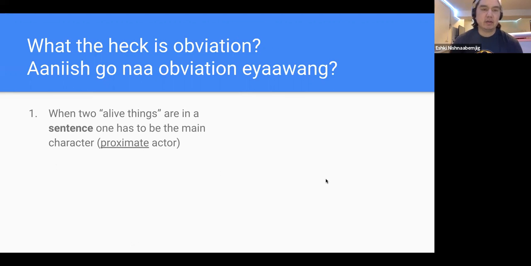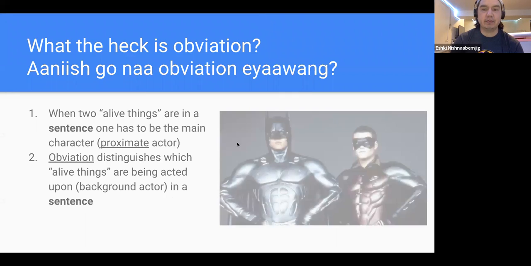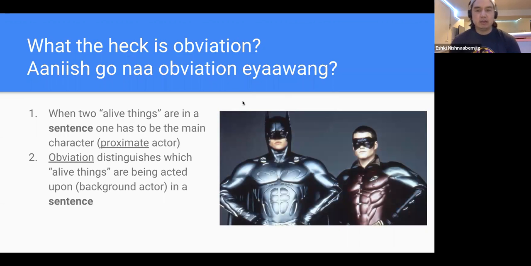I'll go through this. Obviation distinguishes which alive things are being acted upon, the background actor in a sentence. So we think of the main character. In this picture, we always think of Batman as the main character, and then Robin is like his sidekick.